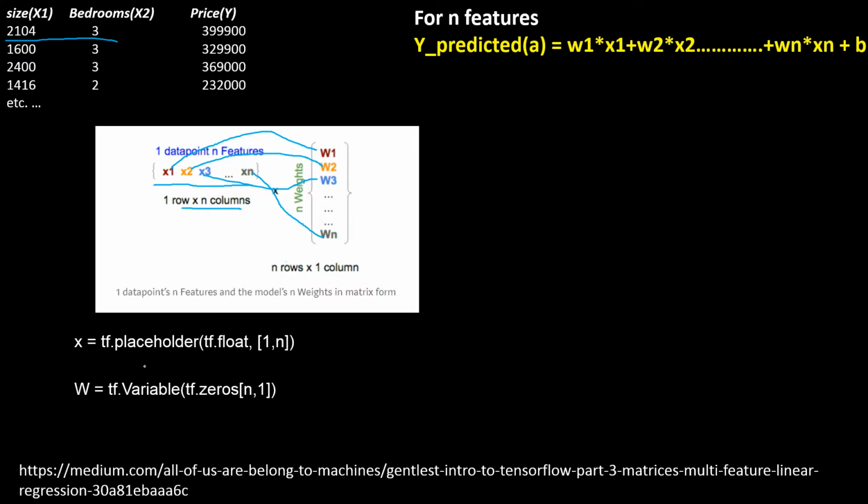Okay, and we can do this using placeholder, defining a placeholder such as x is equal to tf.placeholder of shape 1 by n, and for weight it will be tf.Variable of tf.zeros of n comma 1. So here we are initializing the variables with 0. This is just for one example, and this example I have taken from a blog.